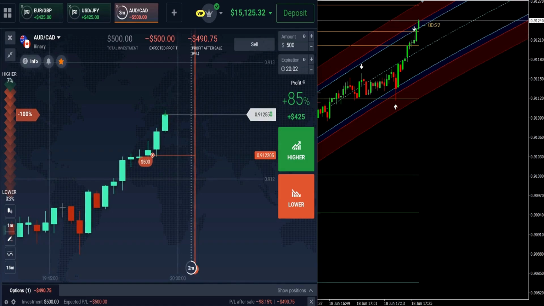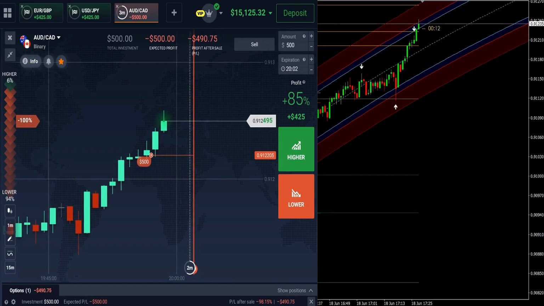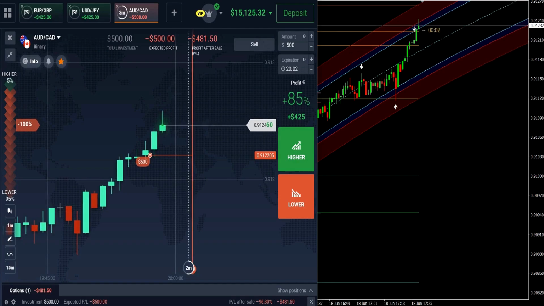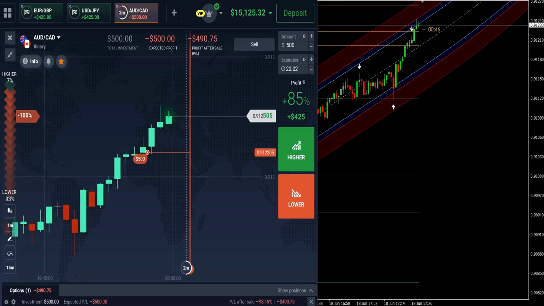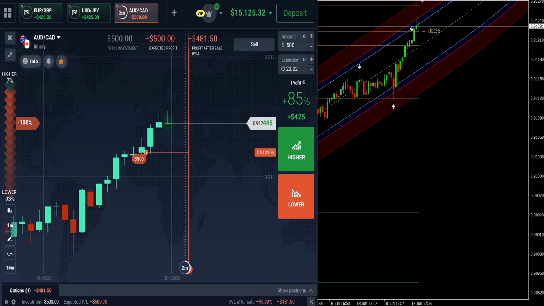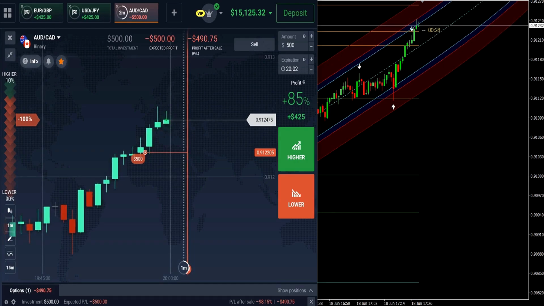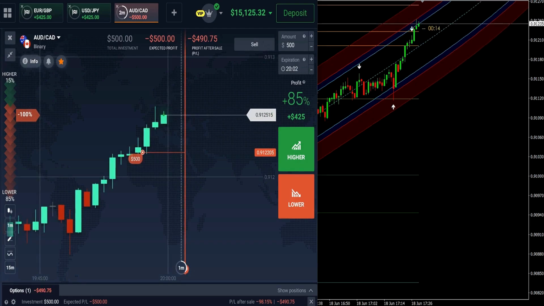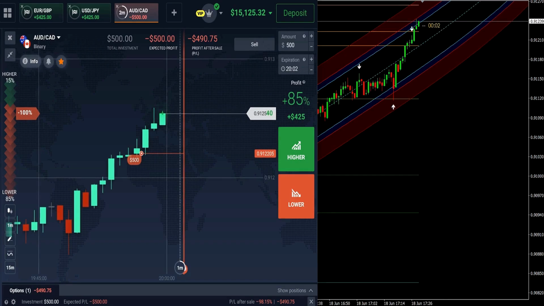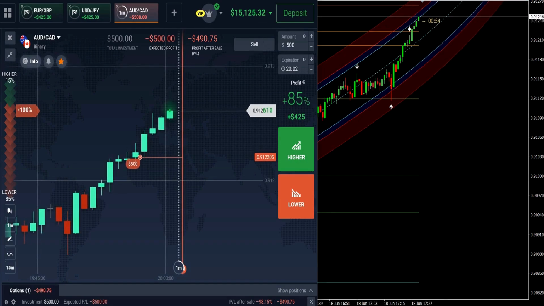Here's what you should remember. When the market is trending strongly in one direction, you should only trade with the trend. In an uptrend, look for buy signals only. In a downtrend, focus on sell signals. Entering trades against the trend can lead to unnecessary losses, especially when there's no strong reversal signal or confirmation from the indicator. Now, we'll wait for this trade to expire.